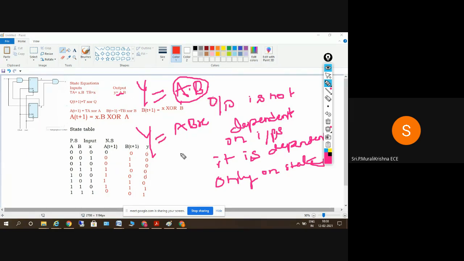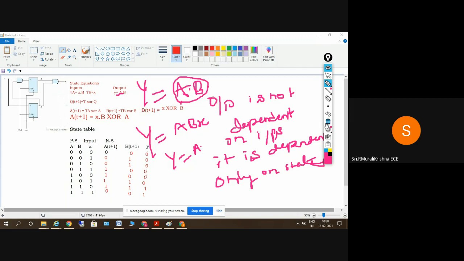So in this example, the output is dependent only on the states here. We don't involve the inputs in this case. In earlier examples, if I have any output column, those outputs are obviously linked with the inputs. So these are two kinds of circuits. I'll explain the definitions of these two kinds of circuits.